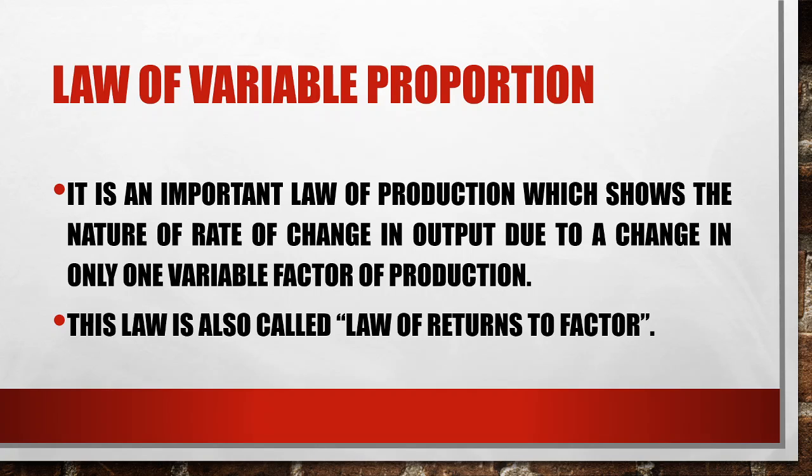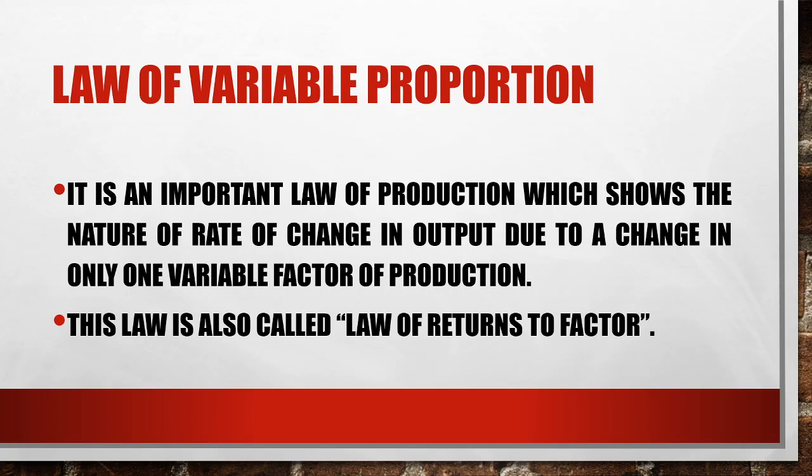Next, see the law of variable proportion. So we were discussing the law of variable proportion, right? It is an important law of production which shows the nature of rate of change in output due to a change in only one variable factor of production. This is a short run law where one factor of production is kept fixed and there is change in the other variable factor only, not in the fixed factor. This law is also called the law of return to factor.